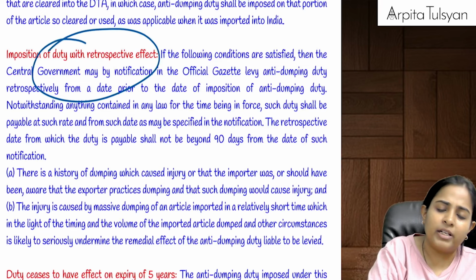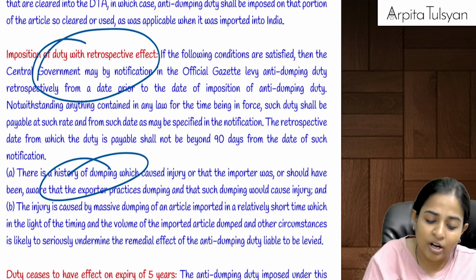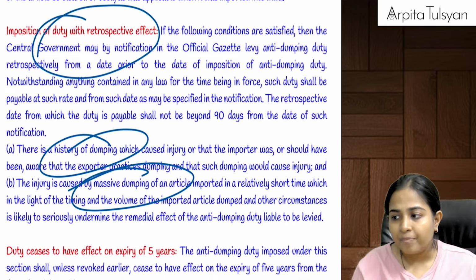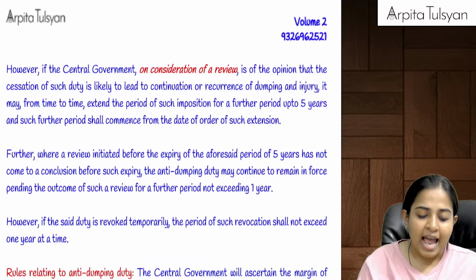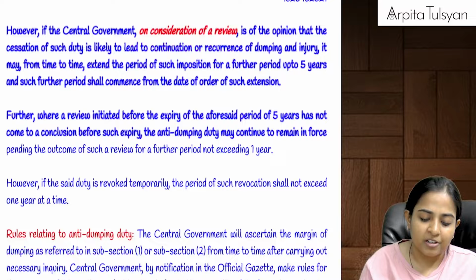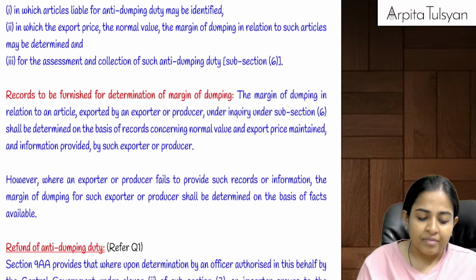Again, this duty can be levied retrospectively if there is a history of dumping, or if there is massive dumping happening here in India. So 90 days prior, it can be made applicable retrospectively. Whenever this duty is imposed, it will be valid for a period of 5 years, plus it can be extended for a further period of 5 years. Are you clear with this?